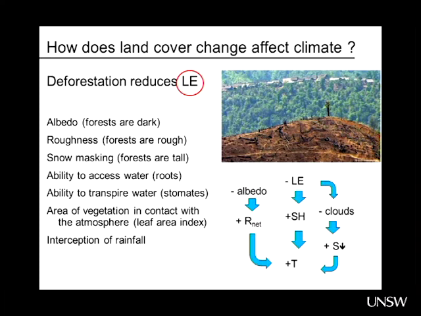Land cover change dramatically affects the ability of vegetation to access water, because trees tend to be able to put roots down much deeper and access water that's much deeper than the replacement vegetation and the grasses. They have different characteristics in terms of stomatal conductance and the ability to transpire water.